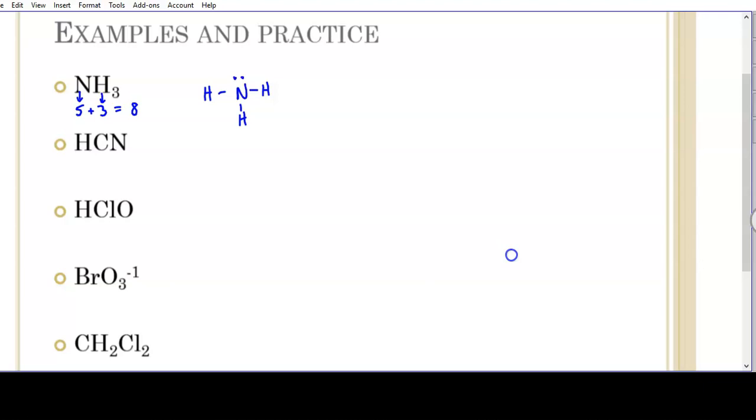And then I count my dots. When you count, you should get a total of 8. 2, 4, 6, 8, because each line is 2 dots. Fairly simple example to start. Let's move on and make it a little harder.